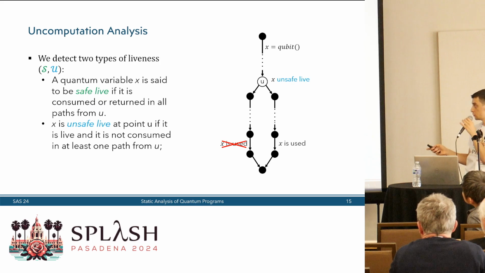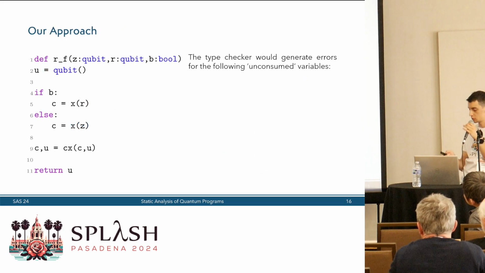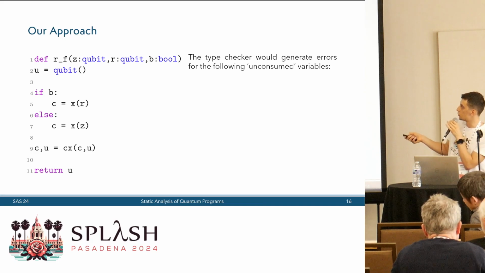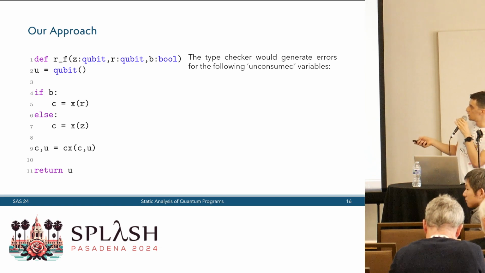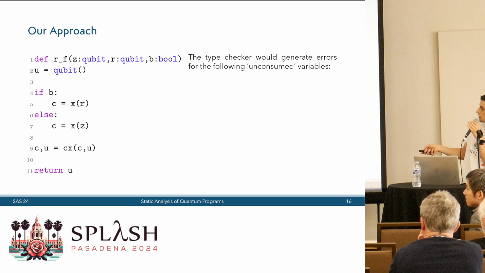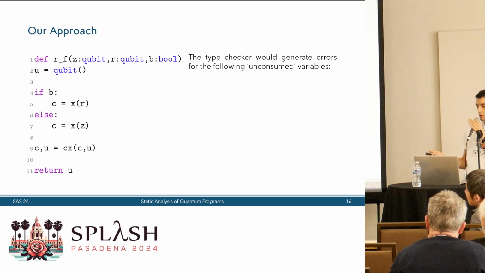So let's see how we use this analysis for our purpose. We start from this program. This is a simple program that takes two qubits and a Boolean bit as a condition, and basically, according to the value of B, applies this function x to R or Z, stores the result in C, and then computes another operation and returns U. In this program, we have three implicit discards.